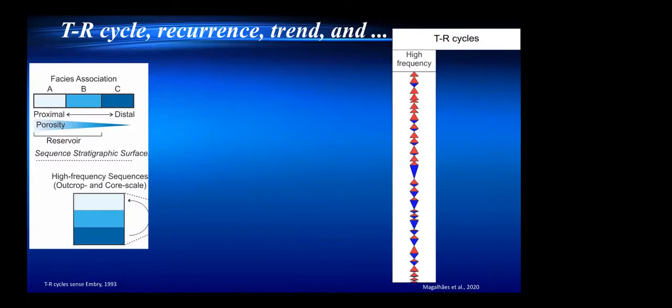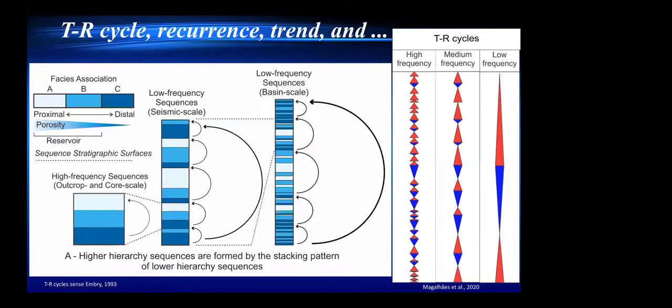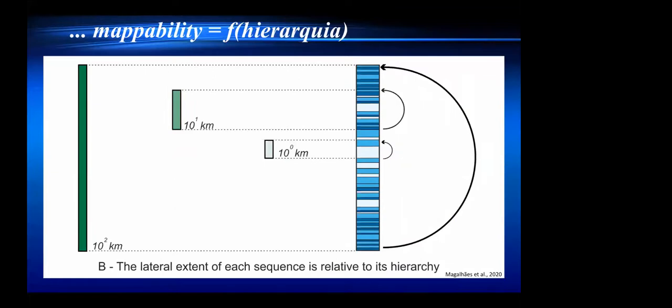Transgressive-regressive (TR) cycles, since Embry 1993, are traced through associations and stacking patterns that are predictive, recurrent, and organized in an upward trend. Moreover, they are mappable in the study area. The mappability relates to the lateral analysis, I mean, the chronostratigraphic correlation, but the lateral extent depends on the sequence rank. So these are the criteria to identify high frequency sequences.